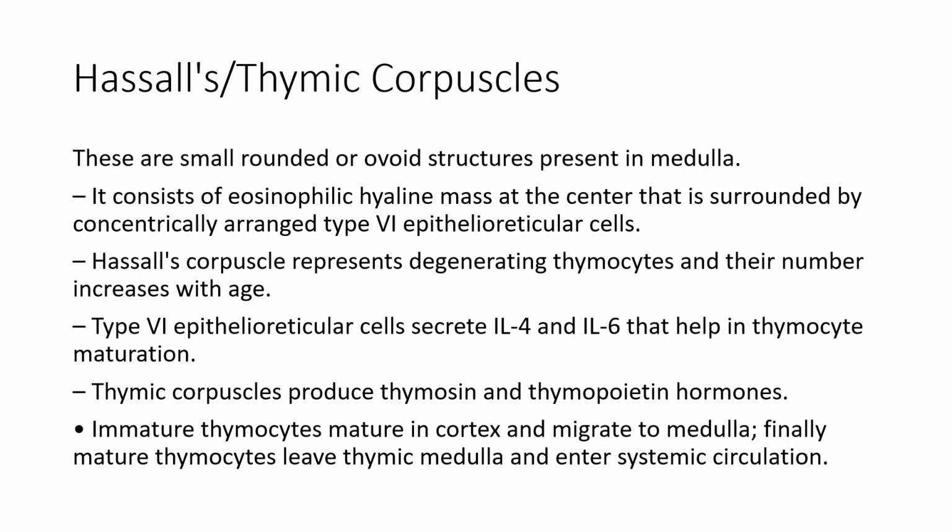Thymic corpuscles, or Hassall's corpuscles, are present in the medulla of the thymus. These are ovoid structures, and these are eosinophilic hyaline masses surrounded by type 6 epithelio-reticular cells. They secrete thymosin and thymopoietin, and they represent degenerated thymocytes, and their number increases with age.